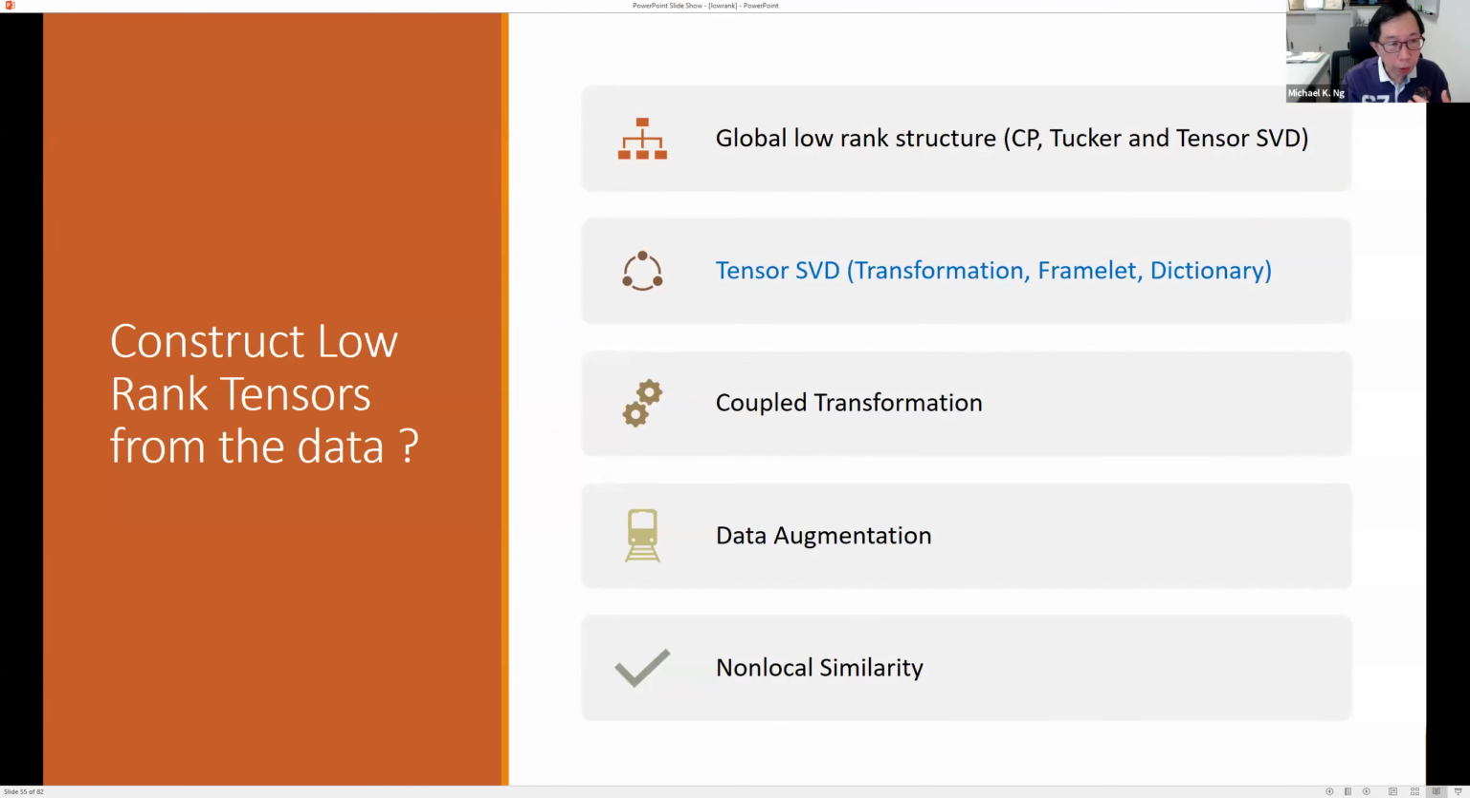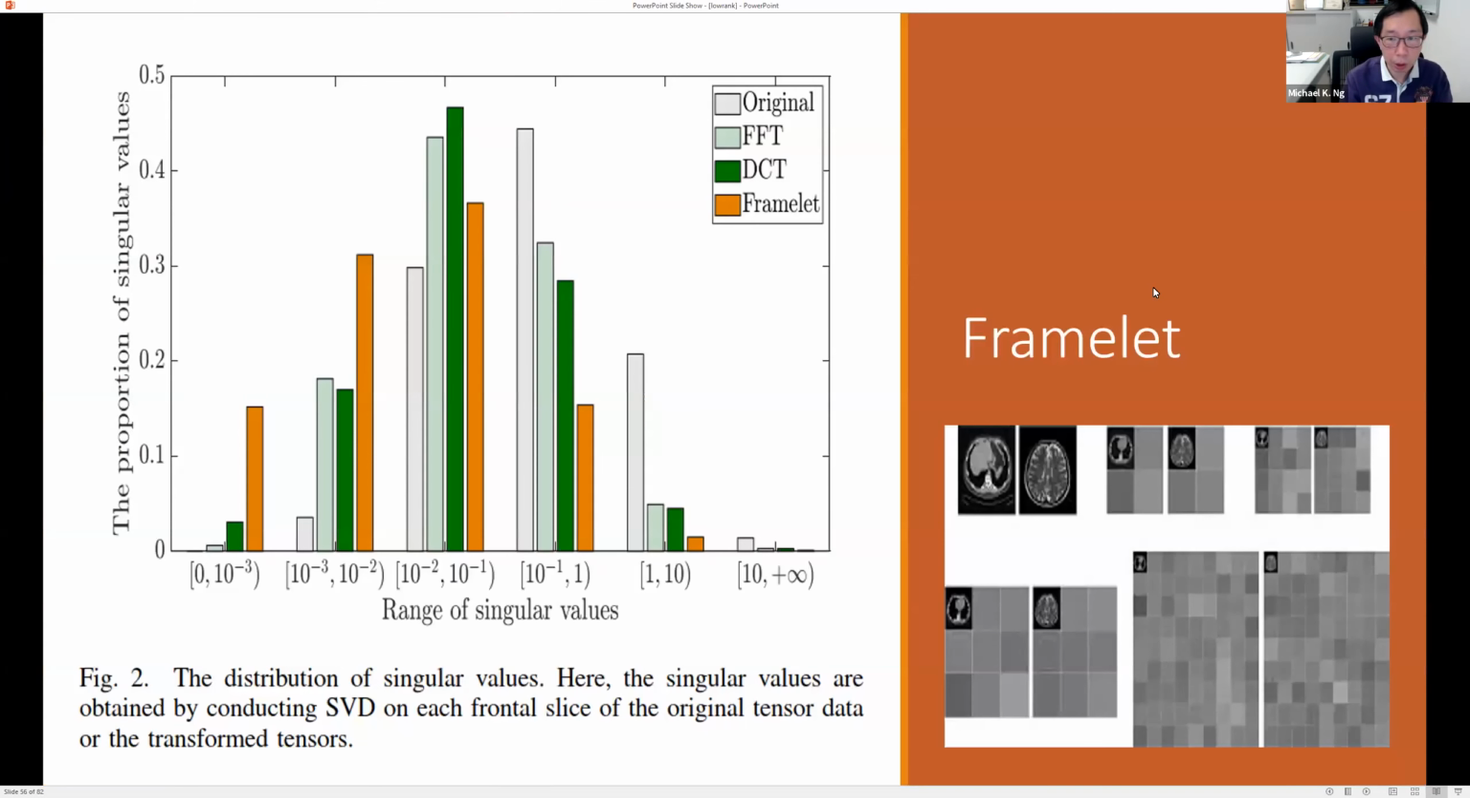Okay, so is there another method to construct the low rank tensor from the data? I have already discussed the global low rank structure based on CP or Tucker, and my talk is focused on tensor SVD. I mentioned the transformation because we use a unitary matrix as a transformation and just find the best representation on the tubes of data. So if you deal with images or signal data, of course you can consider more powerful representations like framelets or dictionaries. This is exactly what we want to demonstrate to you.